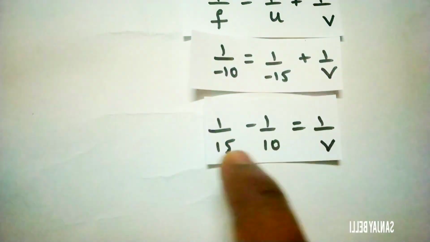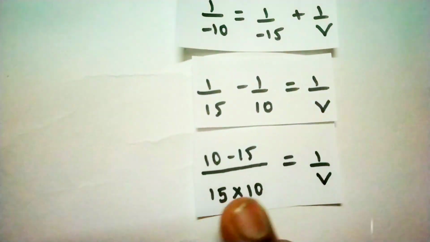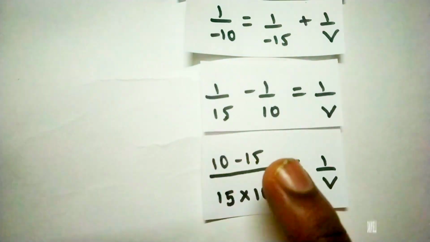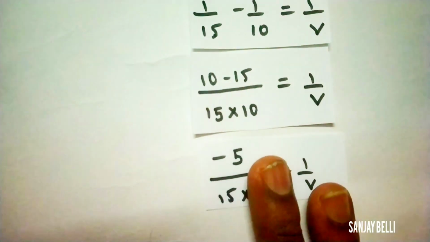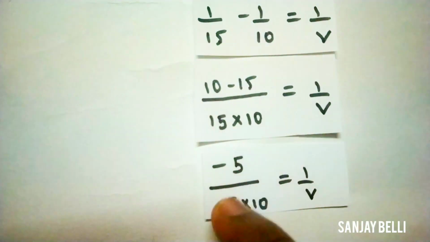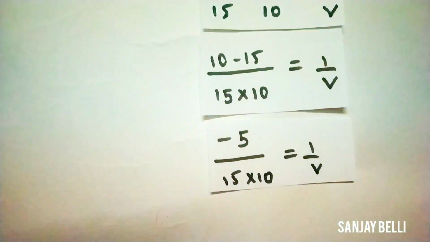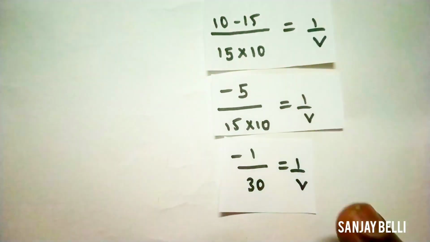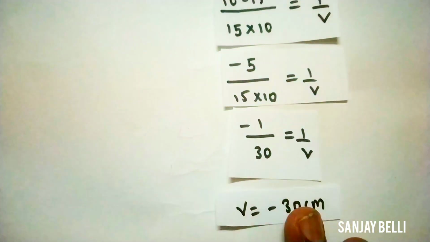Now you have to do the LCM. How to do the LCM? 15 into 10, 10 minus 15. So 10 minus 15 is minus 5. So minus 5 by 15 into 10 equals 1 by v. 5 ones are 5, 5 threes are 15. So 3 into 10, 30. So minus 1 by 30 equals 1 by v. So v equals minus 30 centimeters.